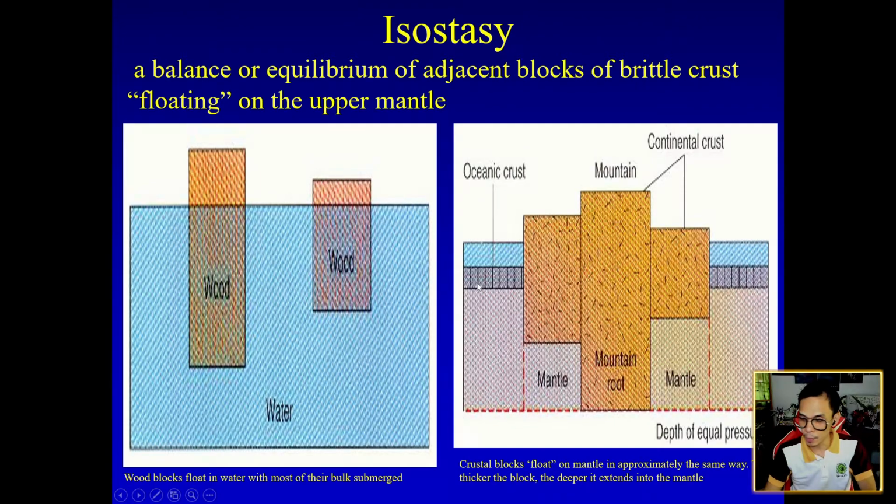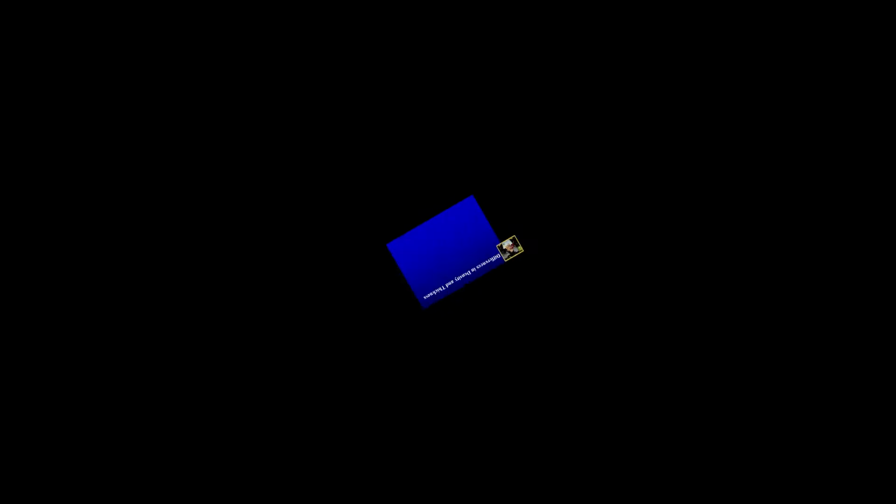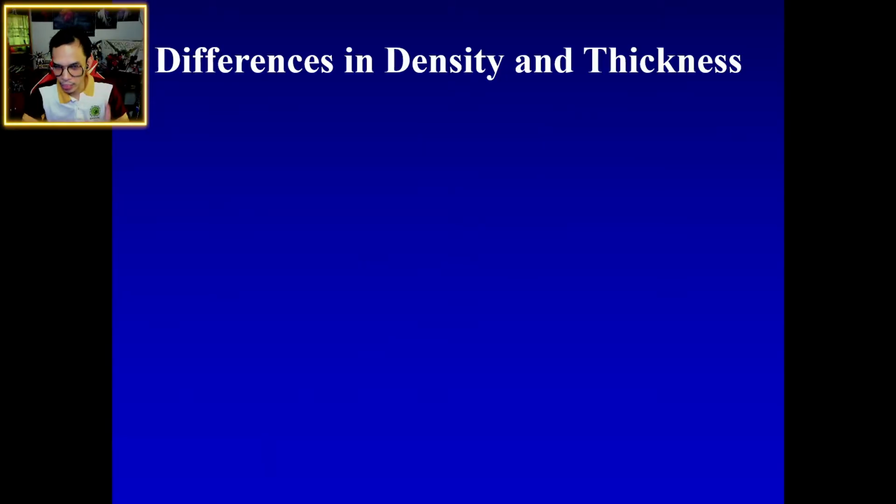It doesn't need a deeper root just to anchor itself to the mantle. So that's the thing about the oceanic crust. That is isostasy, and that's how isostasy works in the mountain building process. So that is isostasy, and the next thing that we will take a look at is density.